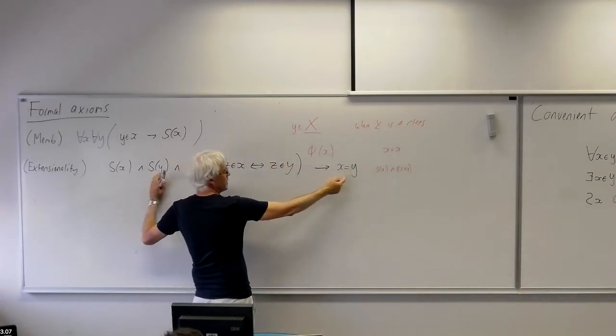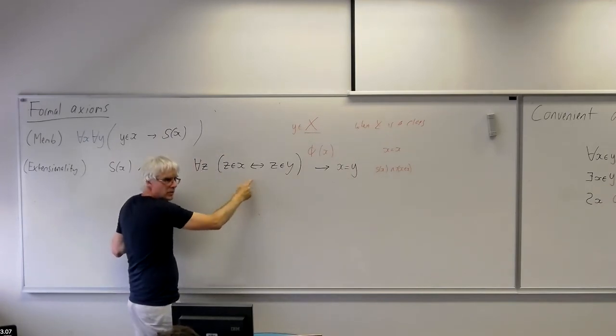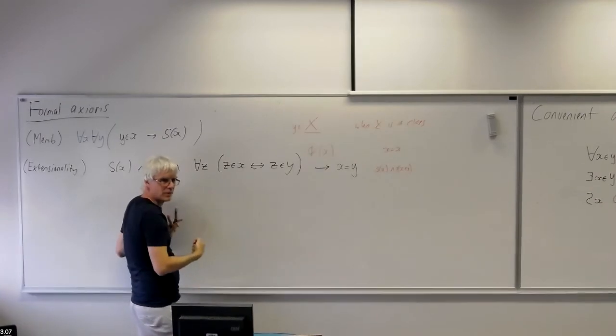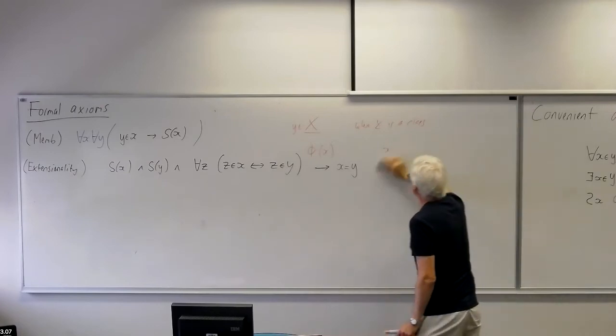We also want the other implication, that if X equals Y, then they have the same members, but that follows from the rules of first order logic, because the rules of logic say if two things are equal, they have the same properties. So I shall rub off this red part now.